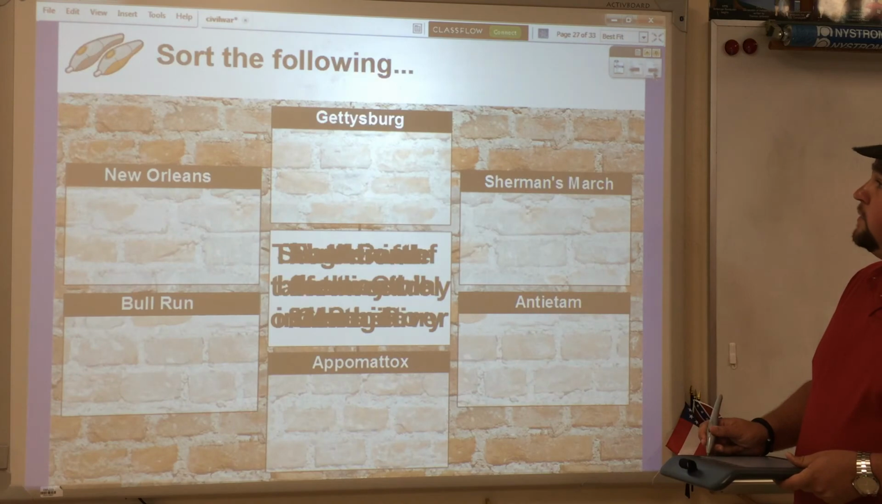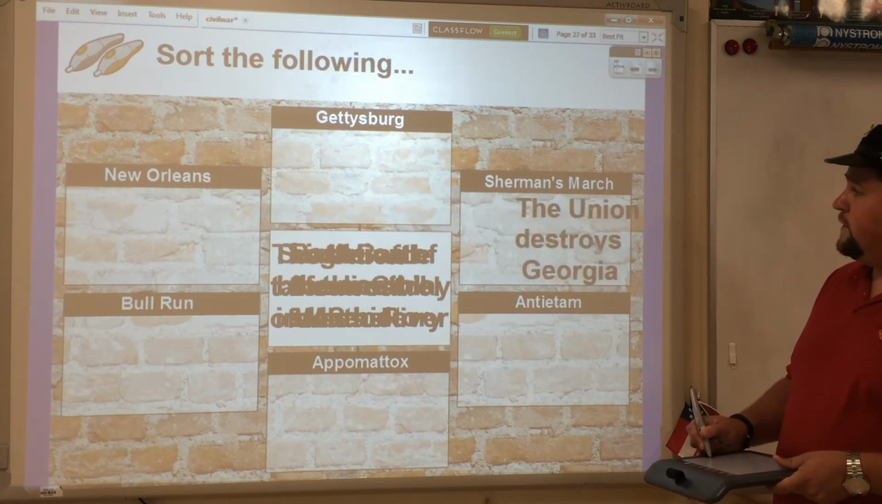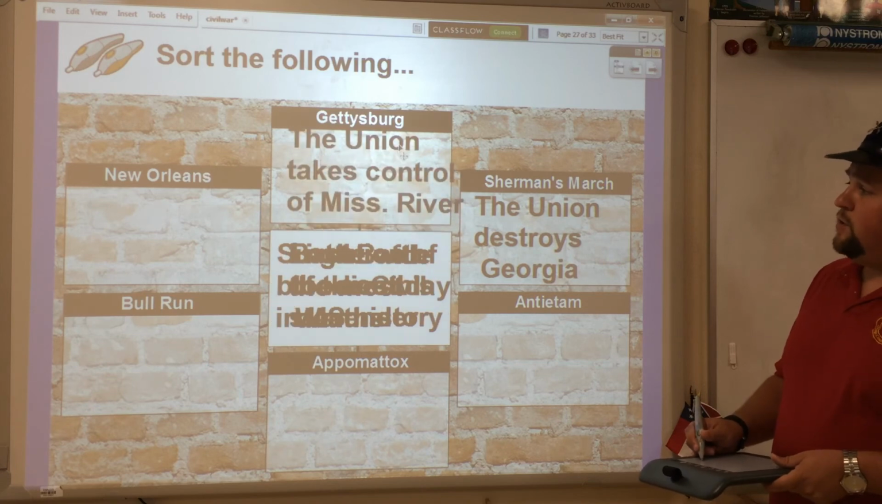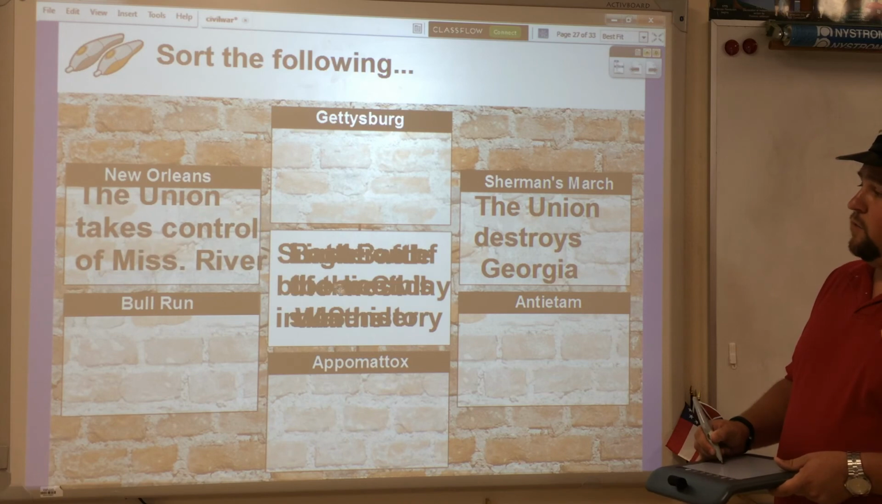Okay, did I skip one? All right, so let's sort the following quickly. The Union destroys most of Georgia. That's Sherman's march to the sea. The Union takes control of the Mississippi River, right? That is the Battle of New Orleans.